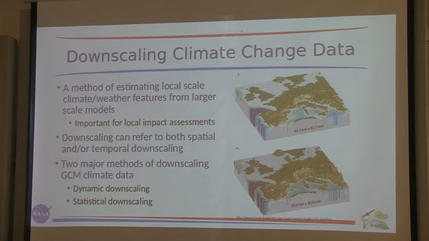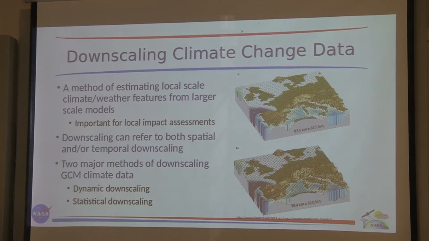Now, as I said, these models, we'd like them to run at higher resolutions, but that takes more computer processing power. So usually they're run at rather coarse resolutions, but oftentimes you want data at a much smaller resolution. So we do something called downscaling, which is we estimate the local climate from these larger scale models. And this is important, especially for local impact assessment.